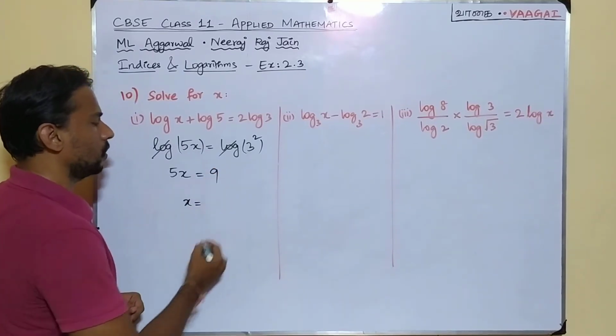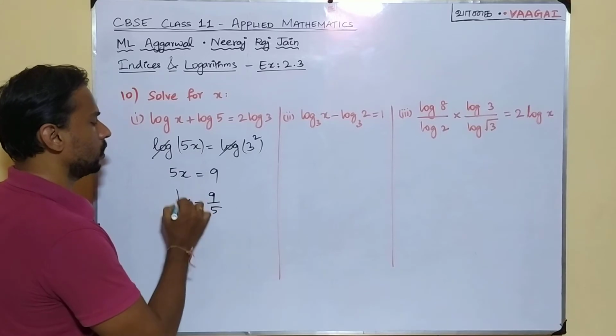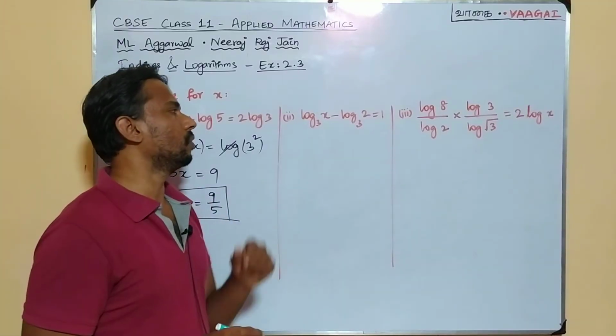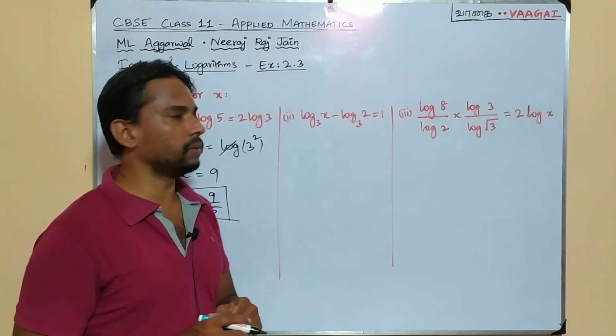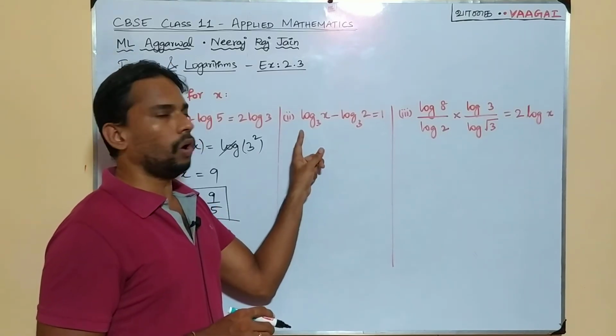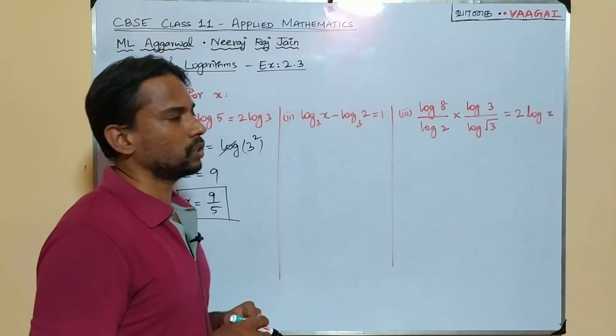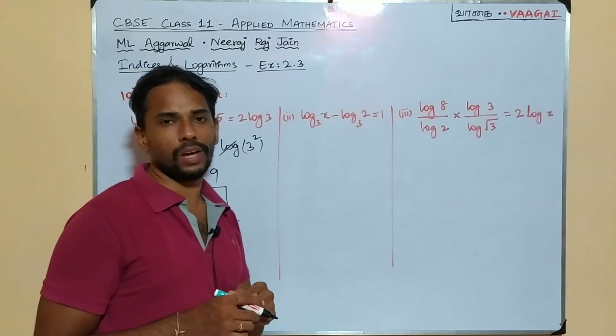So that means x is equal to 9 by 5 is going to be the answer for our first subdivision. Simple, right? Very good. Okay, now come to the second subdivision. So here we have log x to the base 3 minus log 2 to the base 3 is equal to 1. This is what we have, right? So how can we handle this?